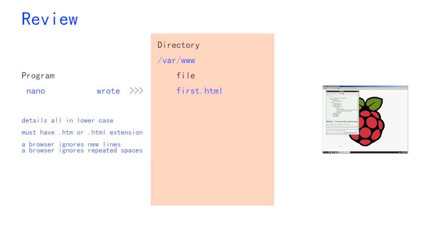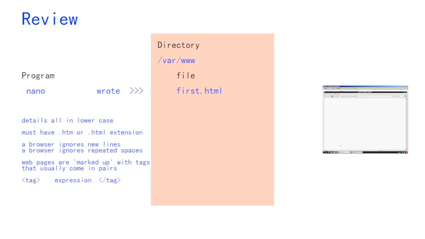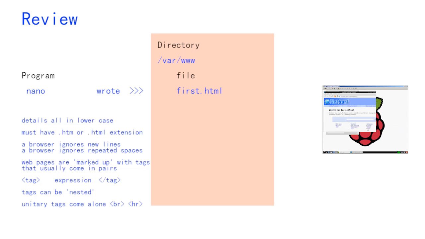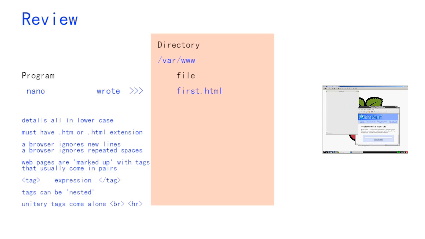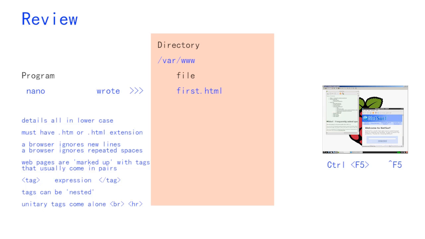Web pages include tags that normally come in pairs. Tags look like this and have an expression in the middle. Tags can also be nested. Some tags, called unitary tags, do not form pairs, i.e. BR and HR. Pressing Ctrl and F5 forces the lazy browser to reread the page.